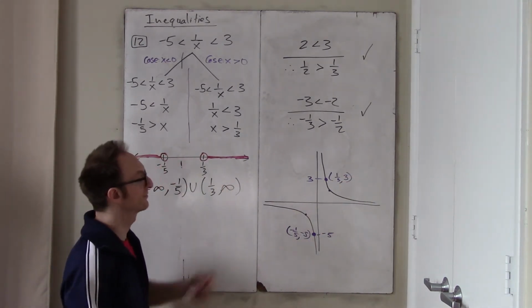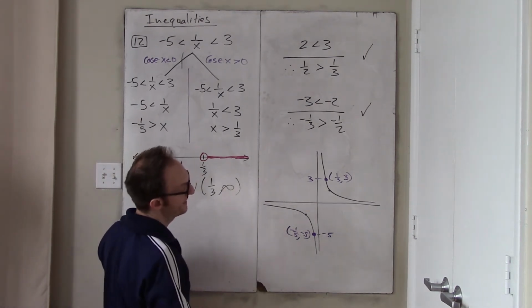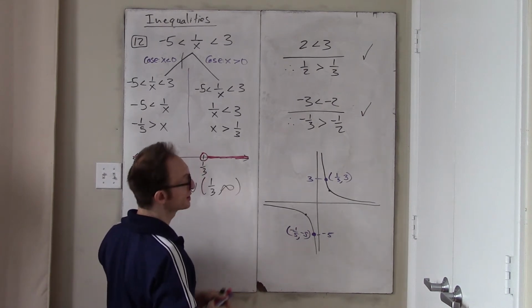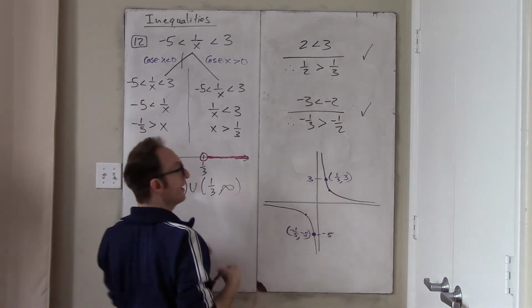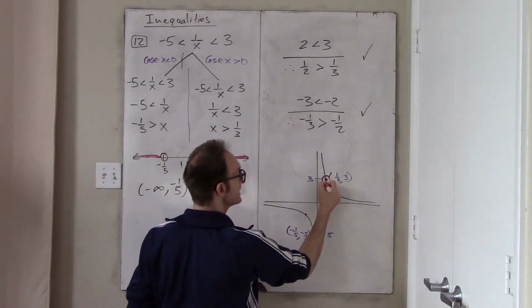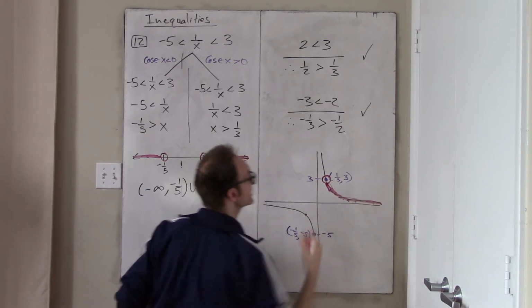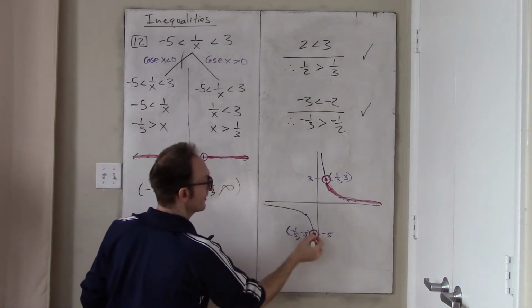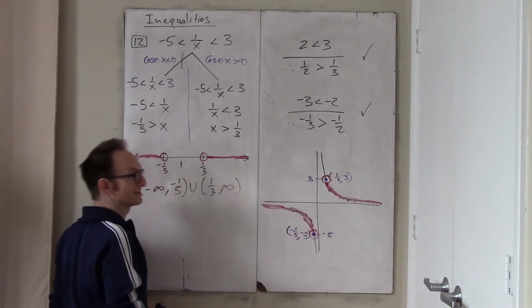And now I just look at my graph, and I say, okay, what are the x values which will produce y values which are in between -5 and 3? Well, all of these numbers will produce an output which is between -5 and 3, and all of these numbers will produce an output which is between -5 and 3.